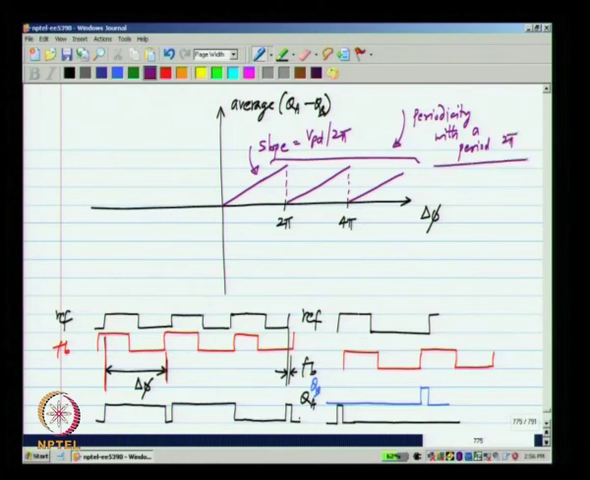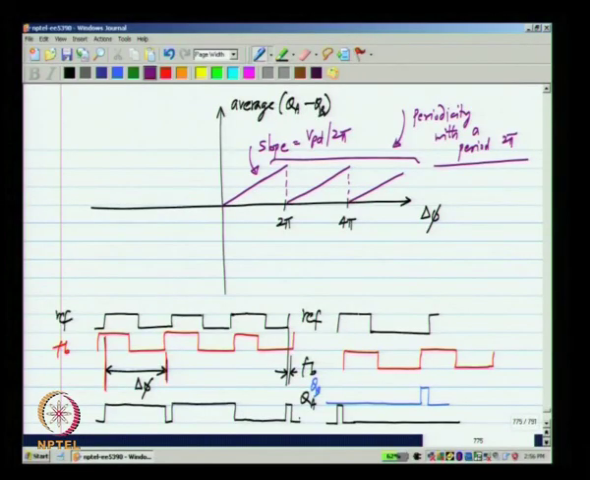The exact periodicity of a phase detector depends on the implementation. It could be periodic with pi or many times of 2 pi, depending on basically how much storage is there in the system. We will not deal with this further, but that is what happens.